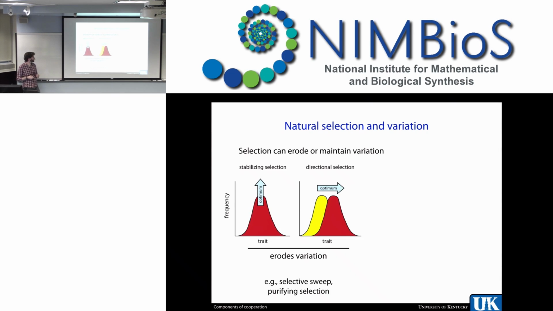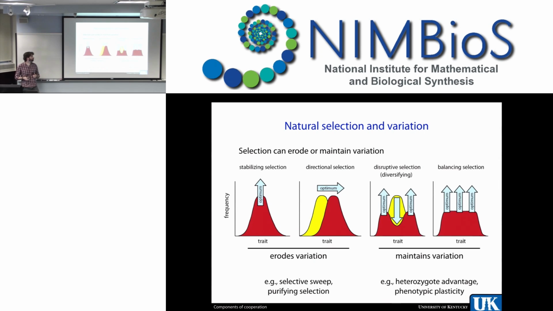It can erode variation. You can get stabilizing selection, where there's some kind of optimum phenotype, and those individuals produce more offspring than other individuals in the population. Or maybe there's directional selection, where the optimum is moving and individuals are constantly being selected to have higher and higher values of a certain trait. These could be due to selective sweeps or some kind of purifying force. Maybe there's an optimal body size, or a temperature that individuals need to thermoregulate at.